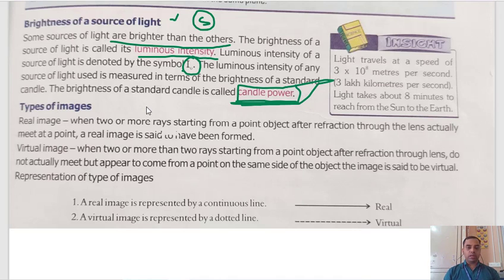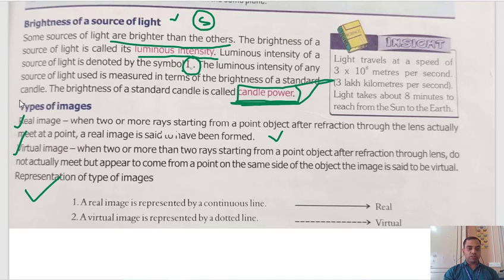Now when light falls on an object, it forms a shadow or it forms an image. Suppose you are standing in front of a mirror, you are seeing your image. So two types of image are going to be created: one is a real image, one is a virtual image. When two or more rays starting from a point of an object, after reflection through the lens, actually meet at a point, this is called a real image. And if they only appear to meet, it is called a virtual image.